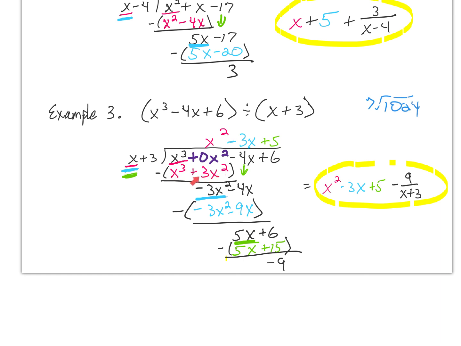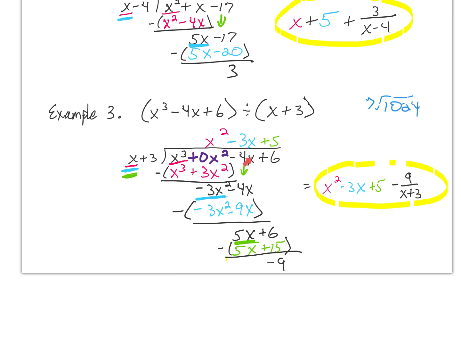Then we subtract this from the x cubed plus 0x squared. When I do that, x cubed minus x cubed is 0. 0x squared minus 3x squared is negative 3x squared. That was what was left. But then I bring down the rest, the next term, minus 4x. And then again, I look at the first term, negative 3x squared divided by the first term, x. Well, a negative 3x squared divided by a positive 1x is negative 3x.